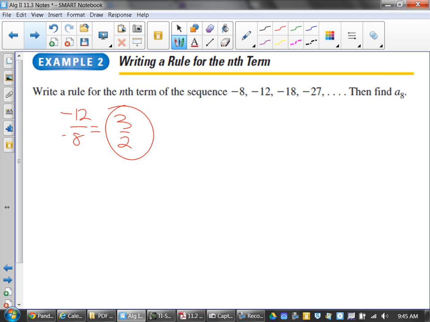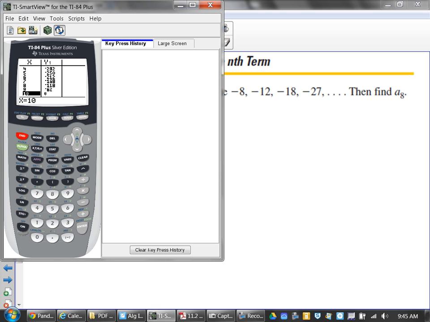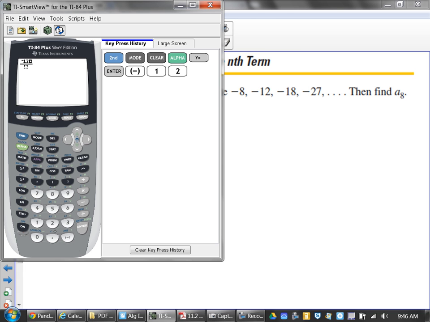Do you guys know how to simplify fractions in the 84s? Take out your calculator. Let me show you how to simplify the fraction. Well, it's a good thing I'm going to show you again right now. In order to work with the fractions in the 84, what you're going to press right off the bat is alpha y equals. Okay? Then press enter. And I'm going to type in that -12 over -8, and I press enter.